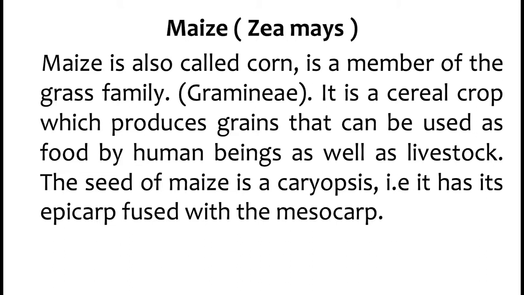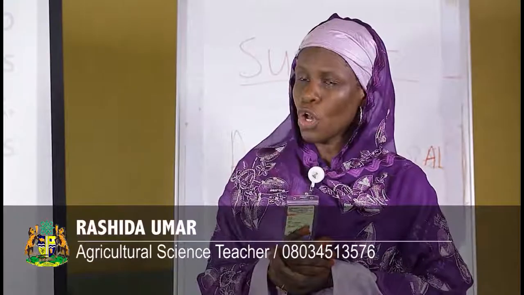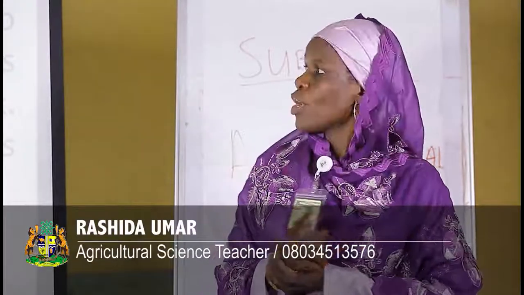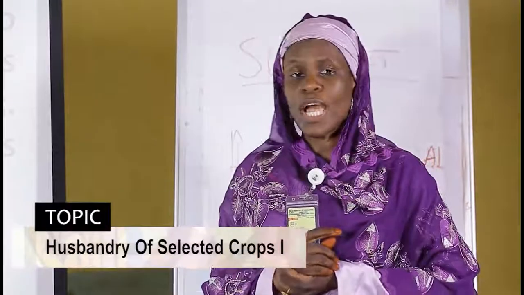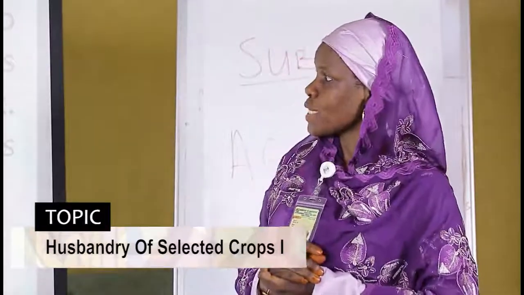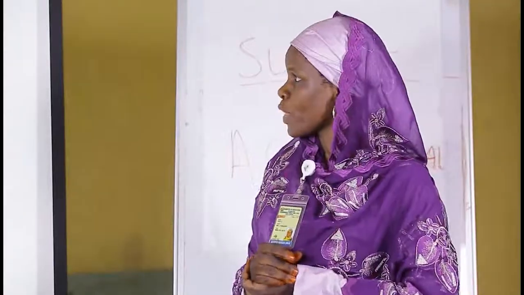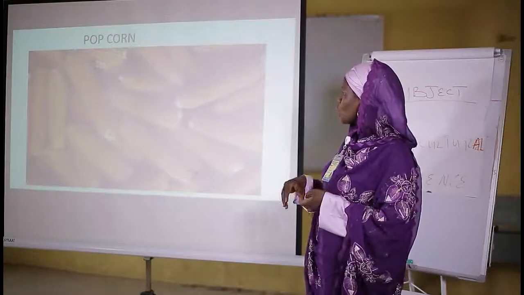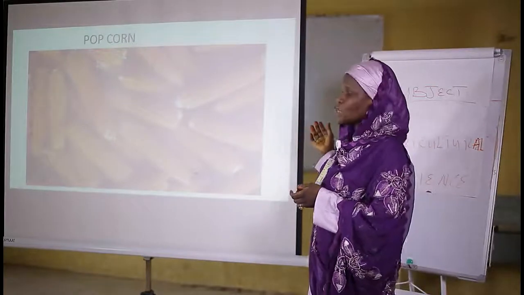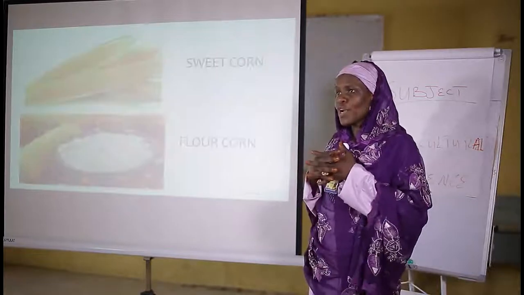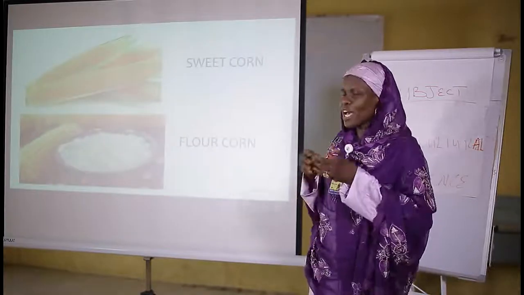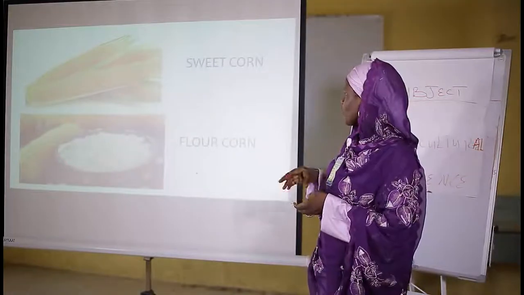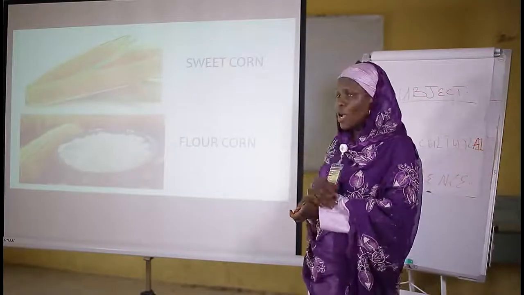We also proceeded to the definition of maize, which is also called corn. That is, corn is another name for maize, and it is a member of the grass family, also known as Gramineae. We have also seen varieties of maize, which include popcorn, the one we use in making our popcorn. They are red in color and very tiny. We also saw sweet corn and flour corn.